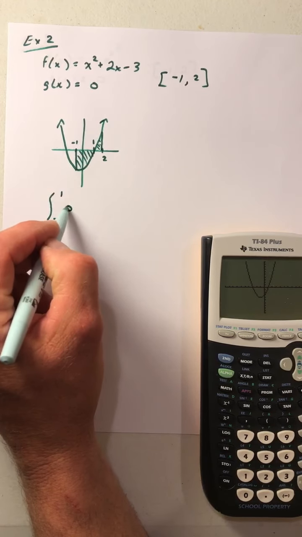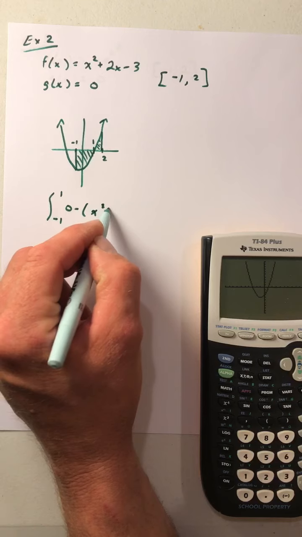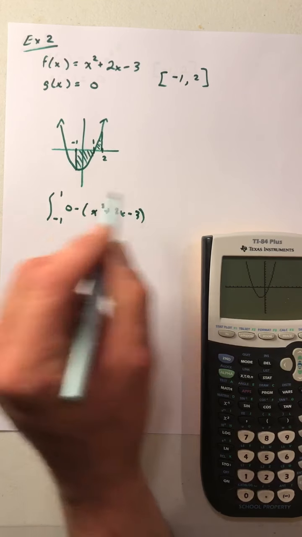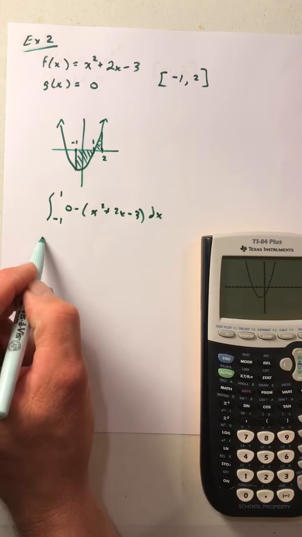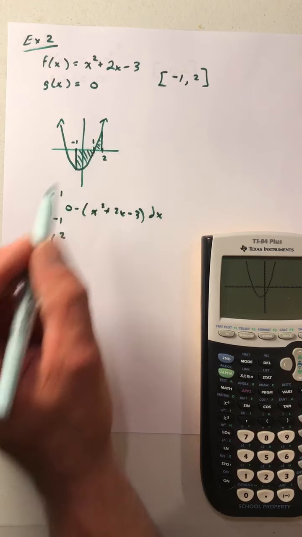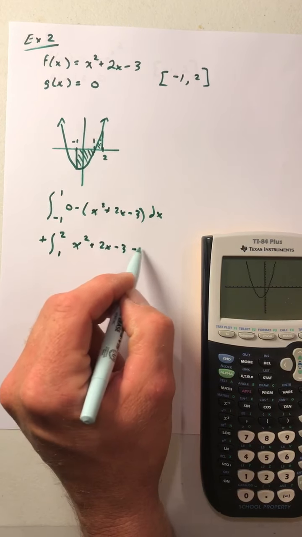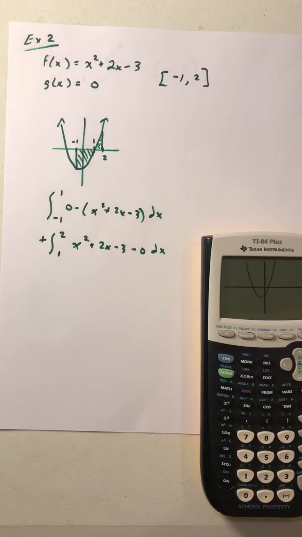My top curve was 0 minus my bottom curve, which is x squared plus 2x minus 3 dx. And to that, we're going to add the integration from 1 to 2. My top curve, again, is x squared plus 2x minus 3 minus 0 dx.